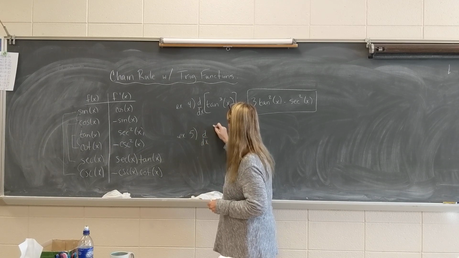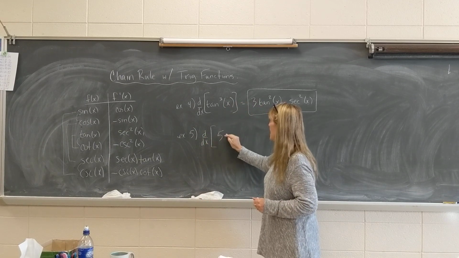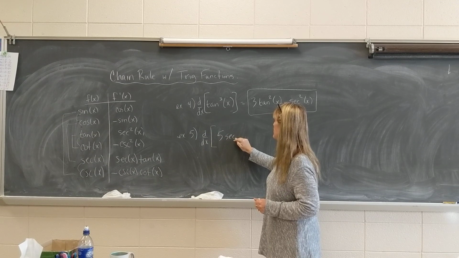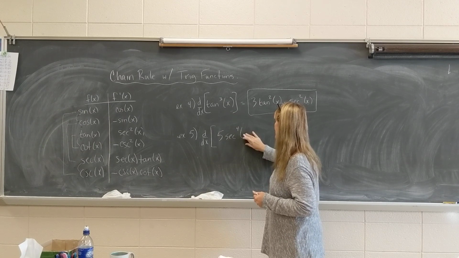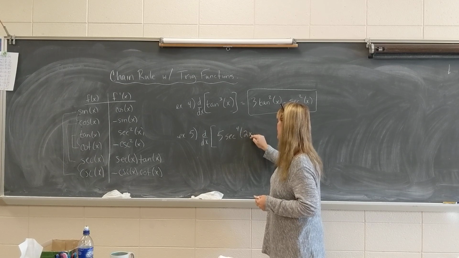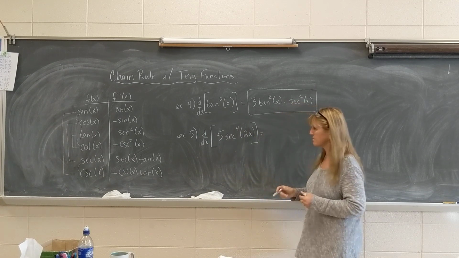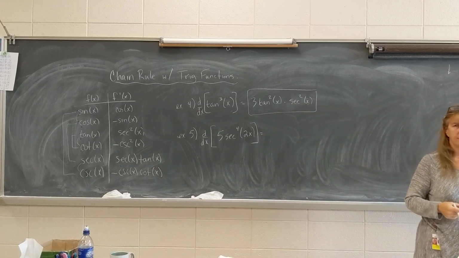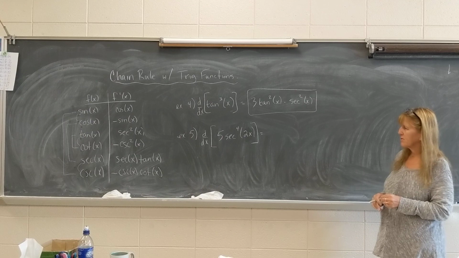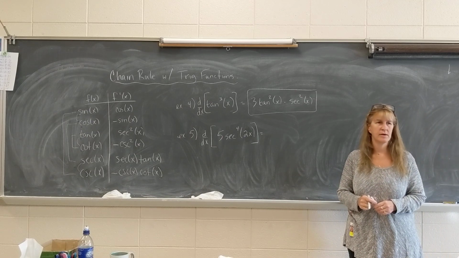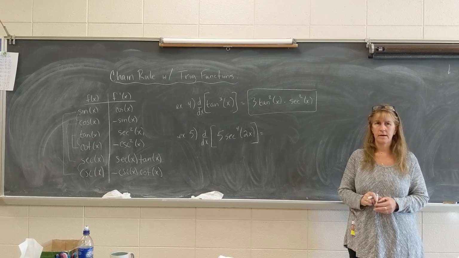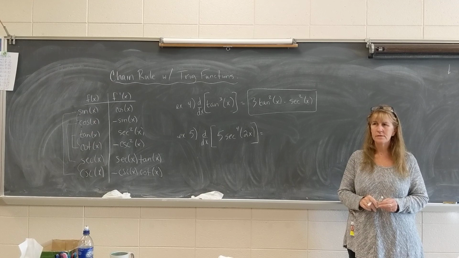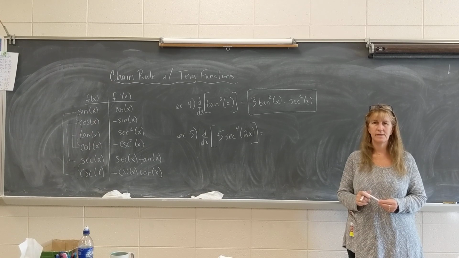Example 5. Get the derivative with respect to x of 5 secant to the fourth, excuse me, of 2x. The derivative with respect to x of the quantity 5 secant to the 4th of 2x. Ready to see the power rule? Most likely not, huh?